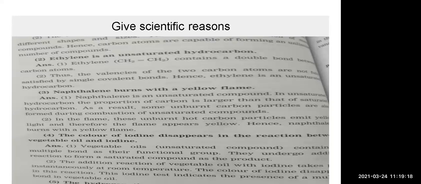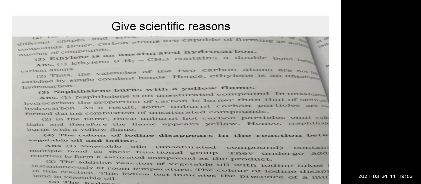Whenever the compound is unsaturated, whatever the proportion of carbon, it is more than that of the saturated hydrocarbons. So as a result, what happens? Unburned carbon particles are also formed. Some of the carbon particles which cannot be burned are also formed during the combustion of the unsaturated compound. So in the flame, what happens? These unburned hot carbon particles light up and therefore the flame appears yellow. So that's why when naphthalene burns, it burns with a yellow flame.